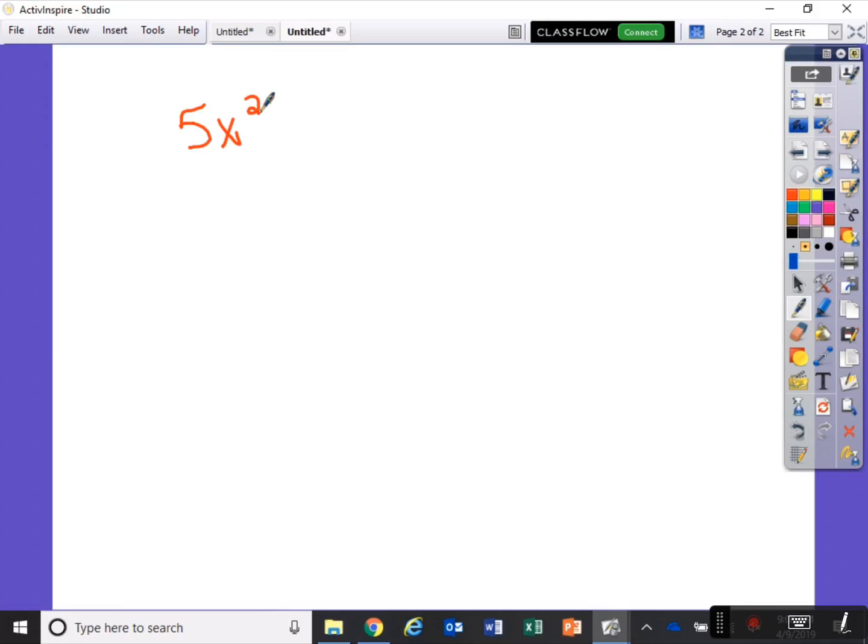5x squared plus 12x minus 32. All right, so the first thing we always have to do, we didn't have to do this yesterday, except until the very last problem, okay, but what makes these different is that the beginning number is not a 1, all right? So notice our front number now is a 5, right? It's something other than 1.